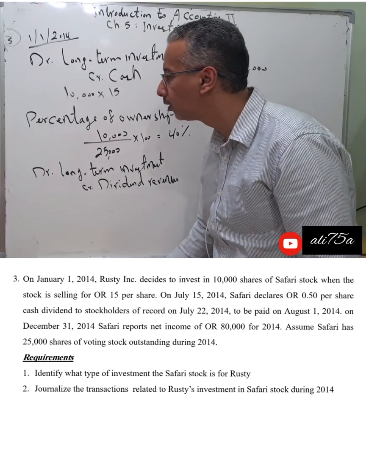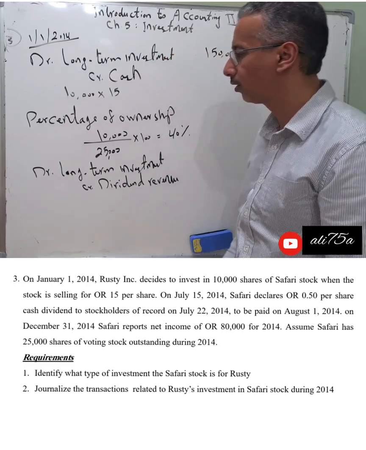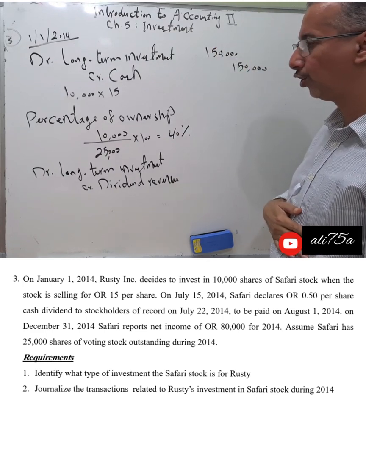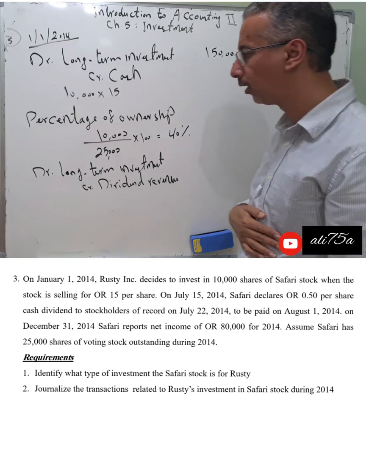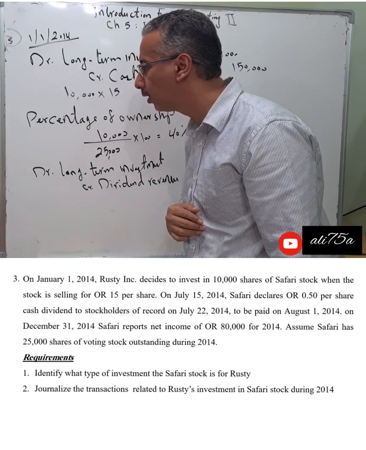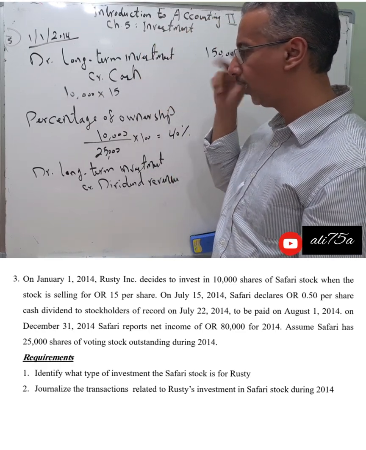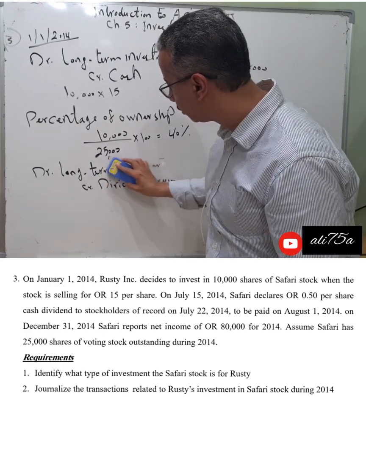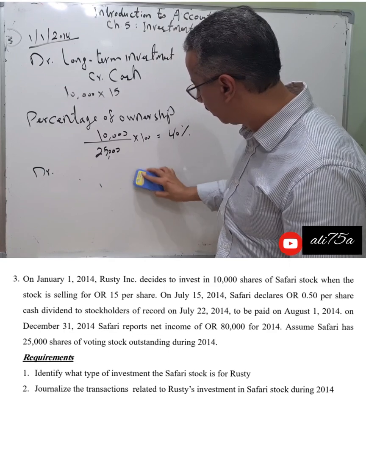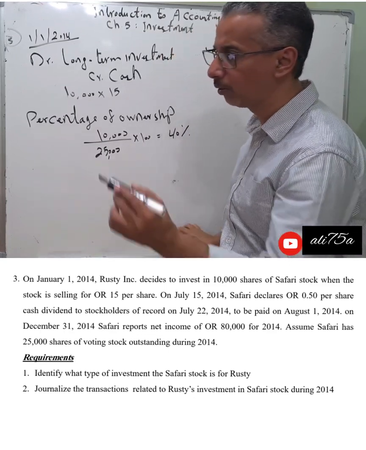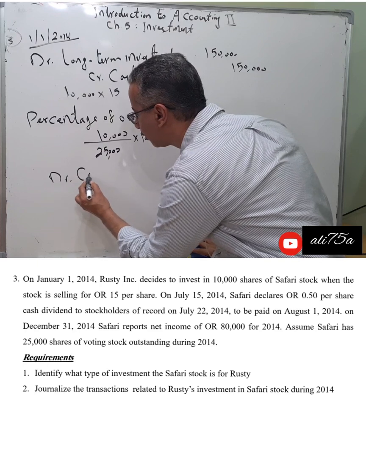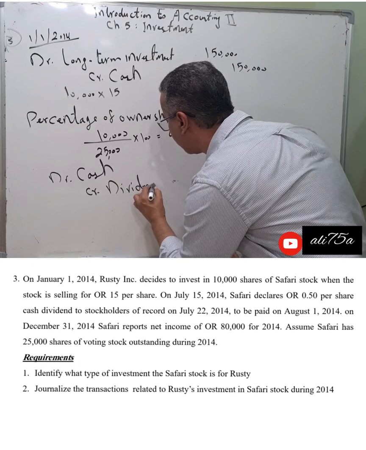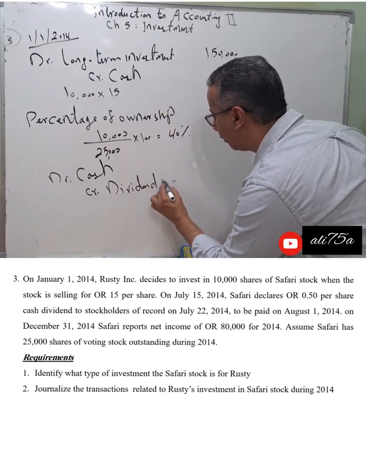They declared 0.50 for each share, and they declare a 0.50 per share cash dividend to the stockholders of record on July and paid on August. They paid it. And instead of two journal entries, we'll make only one journal entry: debit, cash, credit, dividend revenue.